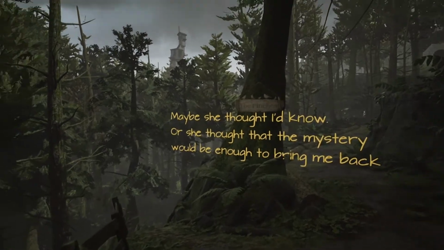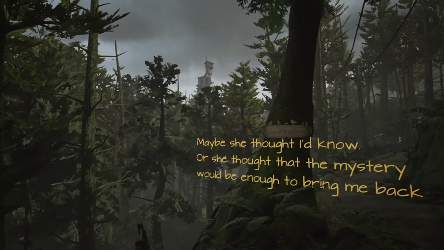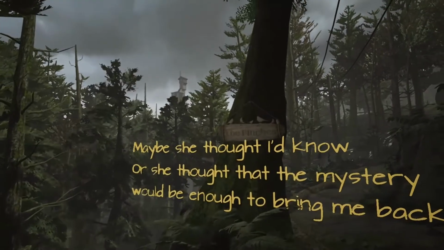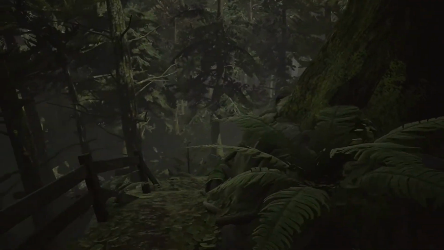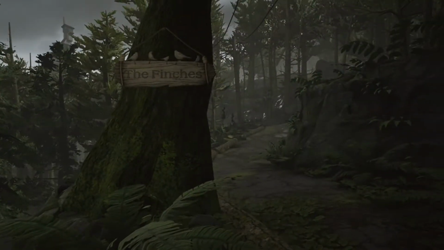Well, apparently she was right, and if that's the house, who builds a house like that? The Finches. So the last name of the character is Finch, the family of the Finches.